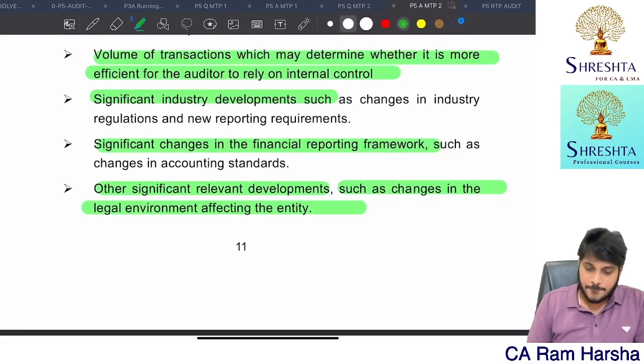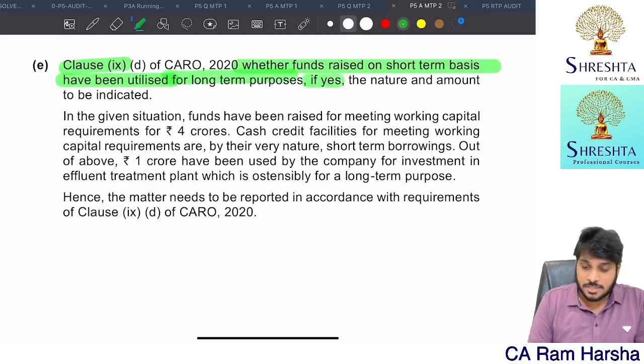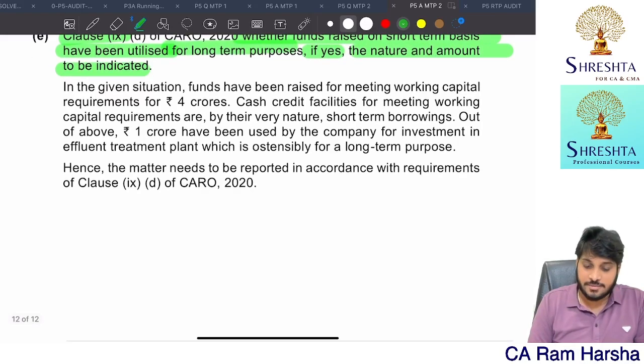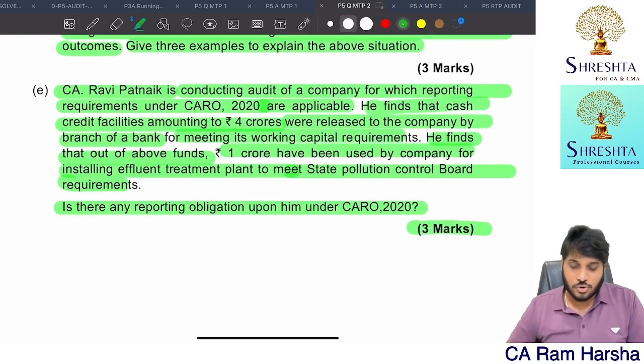Yes. Clause number 9: whether funds raised on short-term basis have been utilized for long-term purpose. If yes, the nature and amount has to be indicated. In the given case, the matter has to be reported under CARO. That's it. MTP2 is also over.